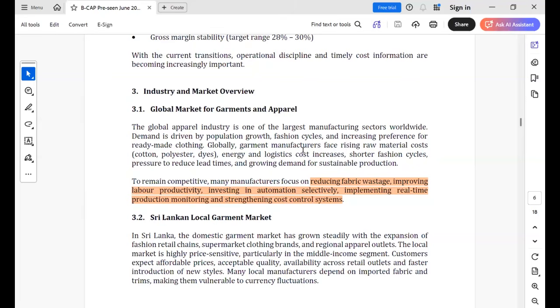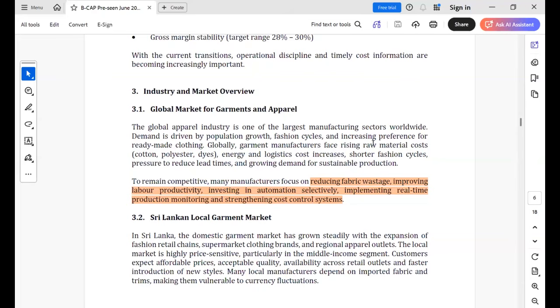Globally, garment manufacturers face rising raw material costs. Raw material cost means cotton, polyester, and also dyes and chemicals, right? Energy and logistics costs increase, fashion cycles are shorter, there is pressure to reduce lead time, and growing demand for sustainable production. So there are many challenges for the fabric manufacturer.